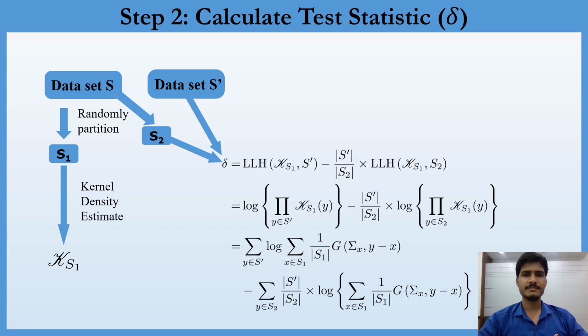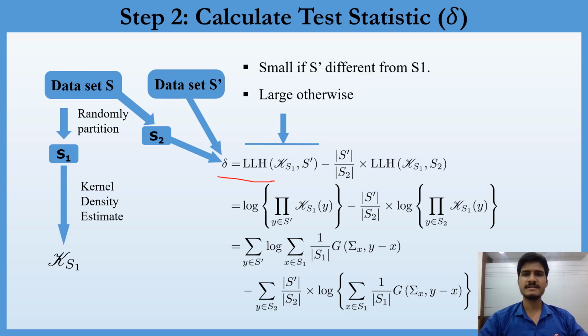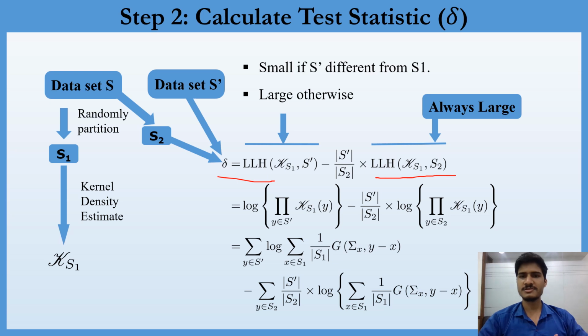Now the second step is to calculate the test statistic, as you can see it is given by this formula. In this statistic, the first term is small if S dash is different from S1, and it is large otherwise. The second term is the log likelihood of S2 given the parameter of S1. This value is always large because, as you can see, S2 is coming from the S dataset, and S2 and S1 are from the same dataset. So this value is always large.